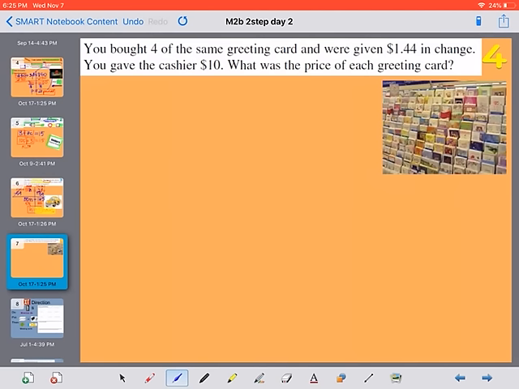All right, let's take a look at our last question. It says, you bought 4 of the same greeting card and were given $1.44 in change. You gave the cashier $10. What was the price of each greeting card? So a couple things here. We know altogether we gave $10.